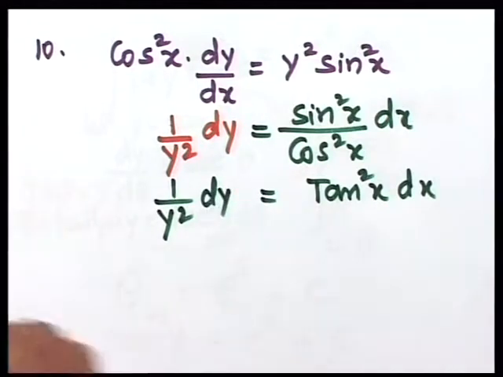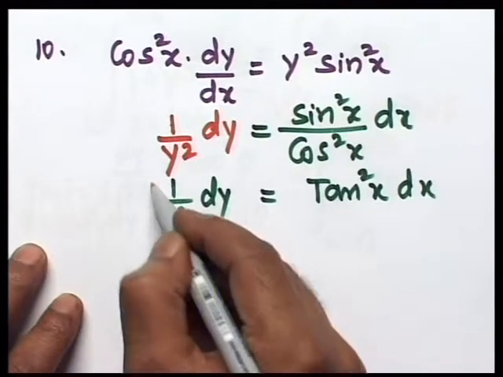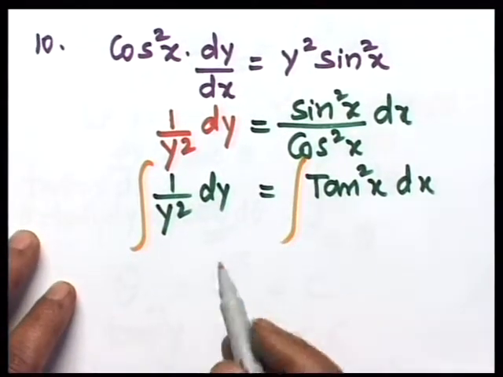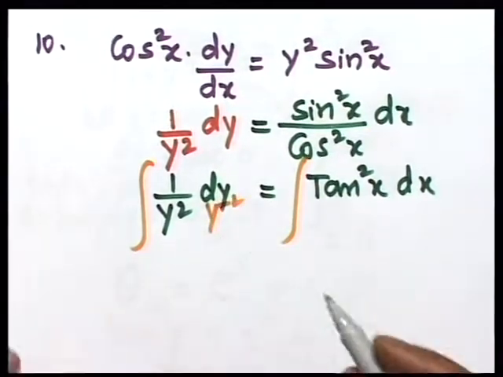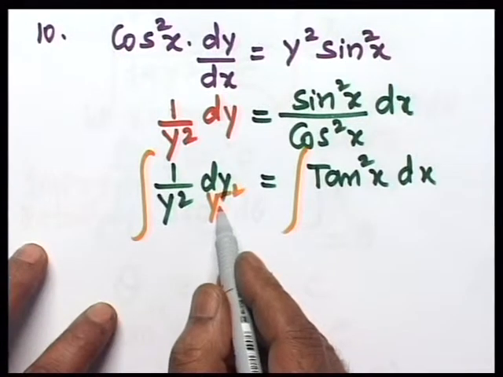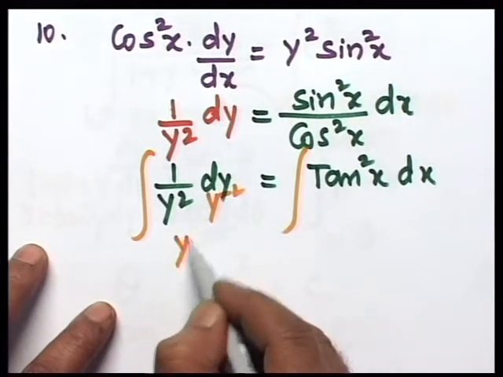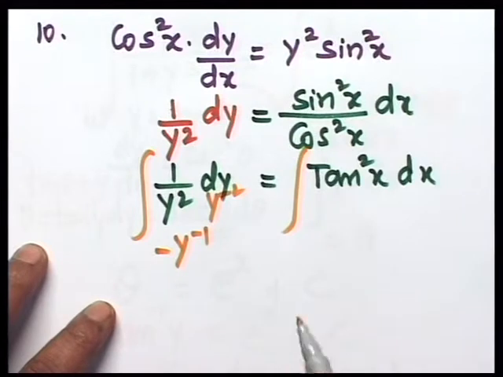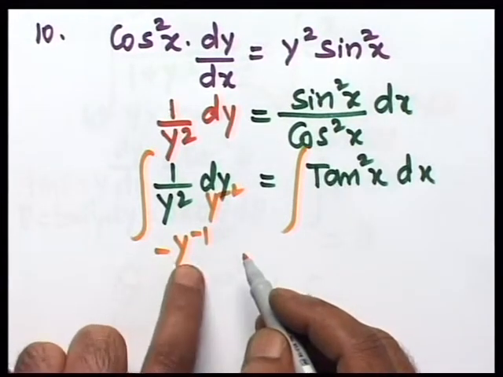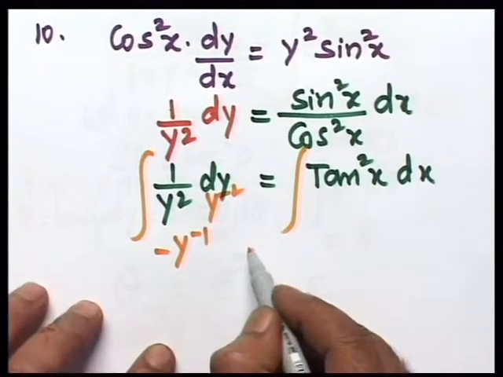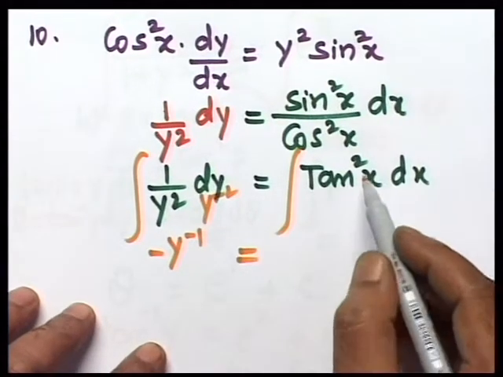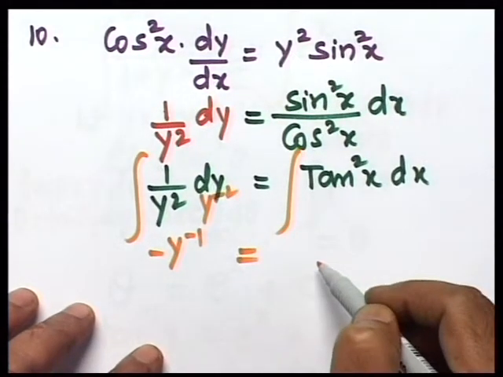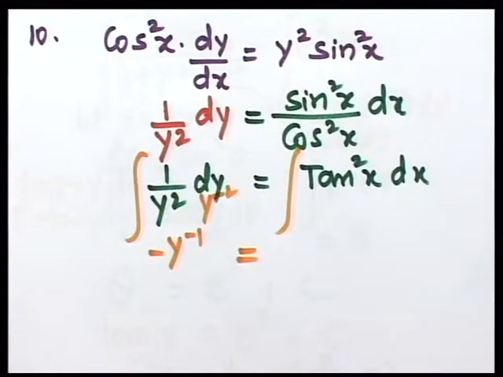Okay, the left hand side is 1 over y square dy. Now let's integrate on both sides, see what happens. So the integration, that's y to the minus 2, as you know, minus 2 plus 1. So y to the minus 1 divided by minus 1. That's what I have, minus y to the minus 1 equals the integration of tan square, right? We cannot integrate tan square directly.